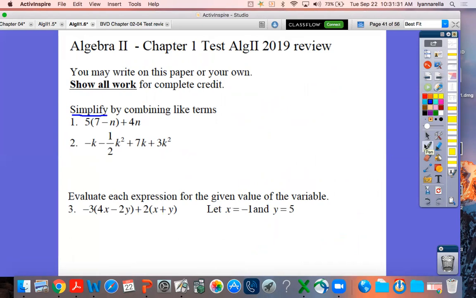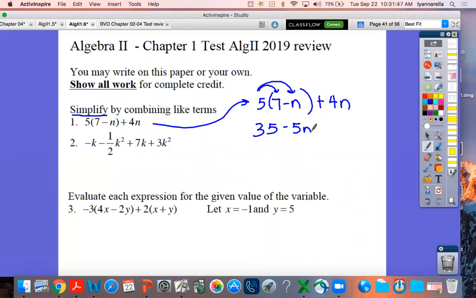So if I do the first one, and I said 5 times 7 minus n plus 4n, the first thing I have to do is distribute. So 5 times 7 is 35, and 5 times negative n is negative 5n plus 4n. And now I can see right here, I have 2 like terms. So a -5 and a +4 give me -1. So I can say -1 or -n and bring down the 35. So this is simplified form. I didn't say n equals a number because I'm not solving for it. If it says simplify, you usually still have variables left.